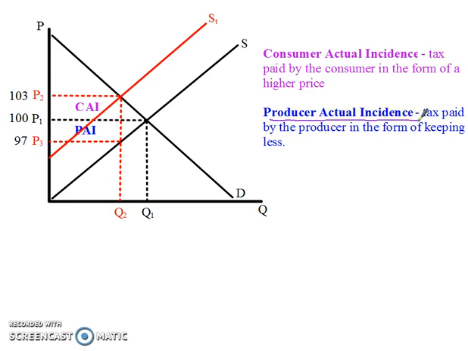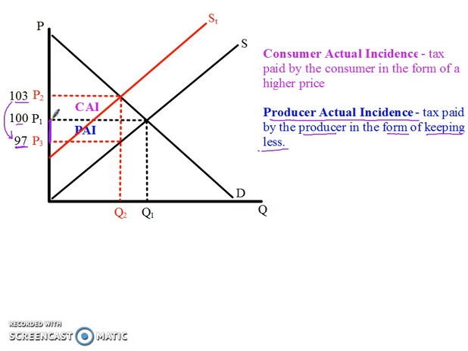We can do the same sort of logic with the producer actual incidence. The producer actual incidence is paid by the producer in the form of keeping less. So in what way does the producer keep less? Well, the producer used to get paid $100 and they kept $100. Now they get paid $103, but they only get to keep $97 of it, because the other $6 they had the statutory legal obligation to mail into the state. So they used to keep $100, now they only keep $97. That distance between P1 and P3 is $3.